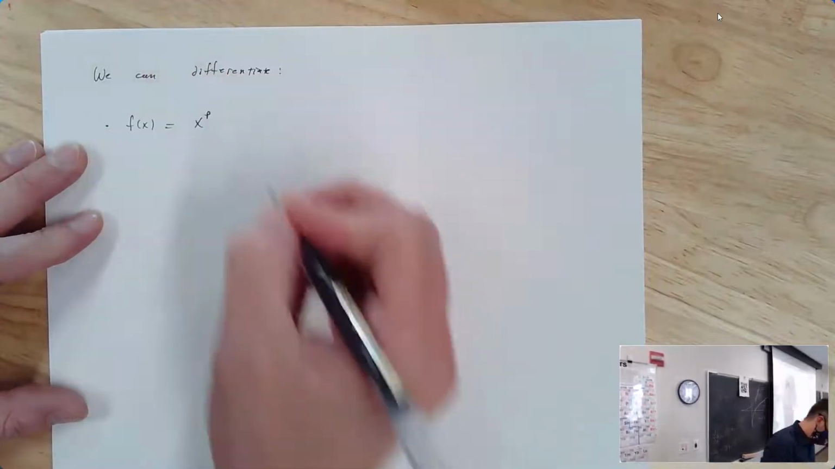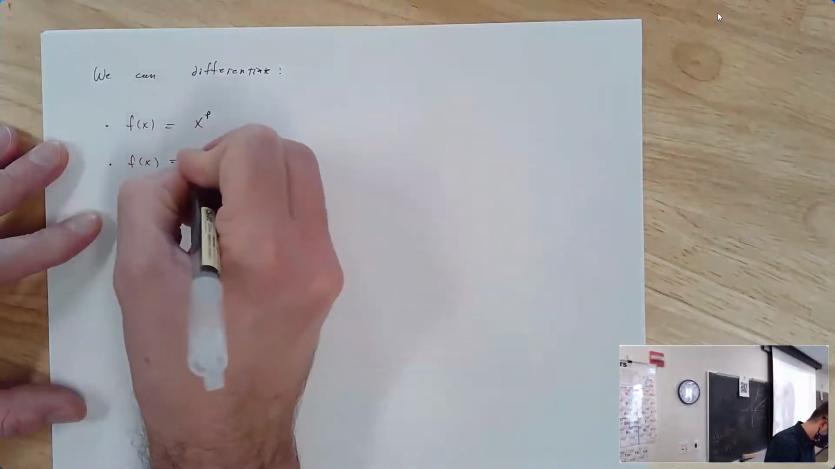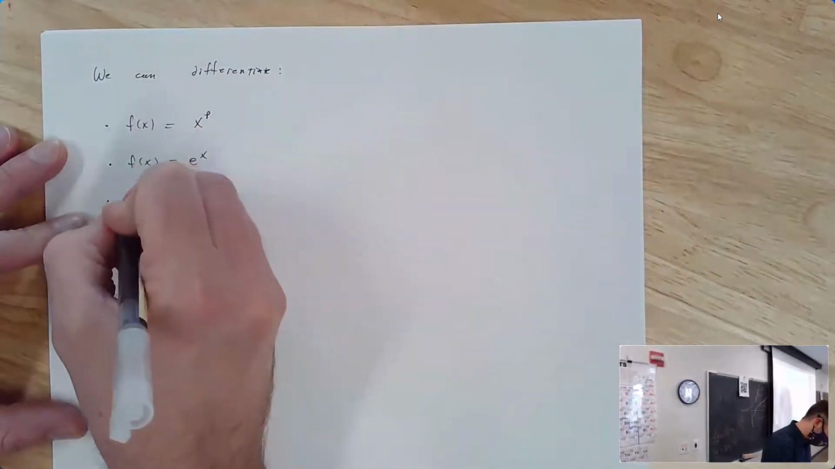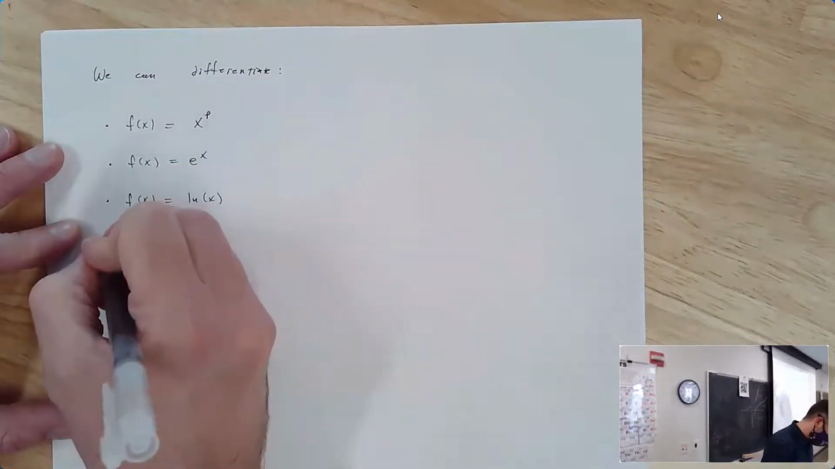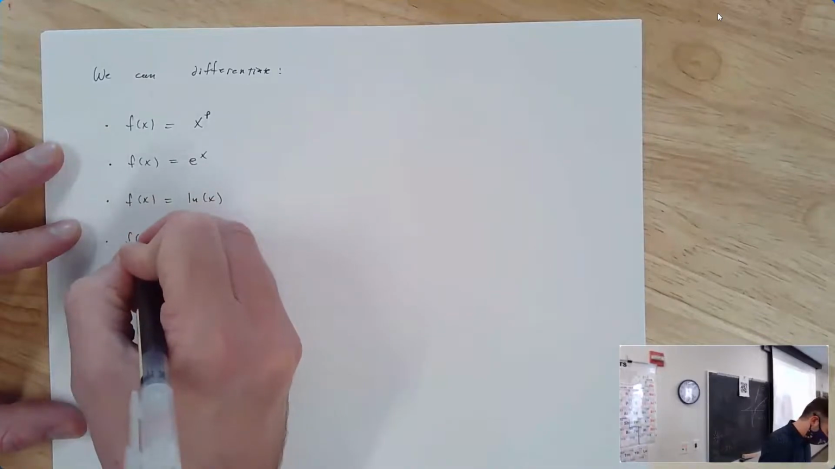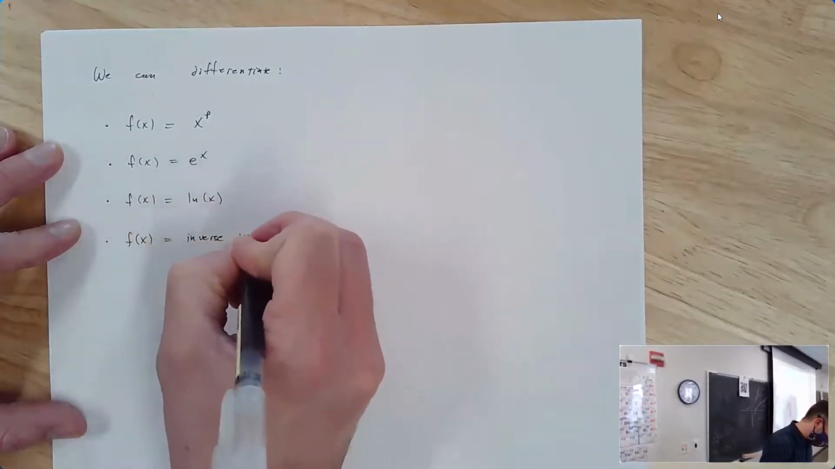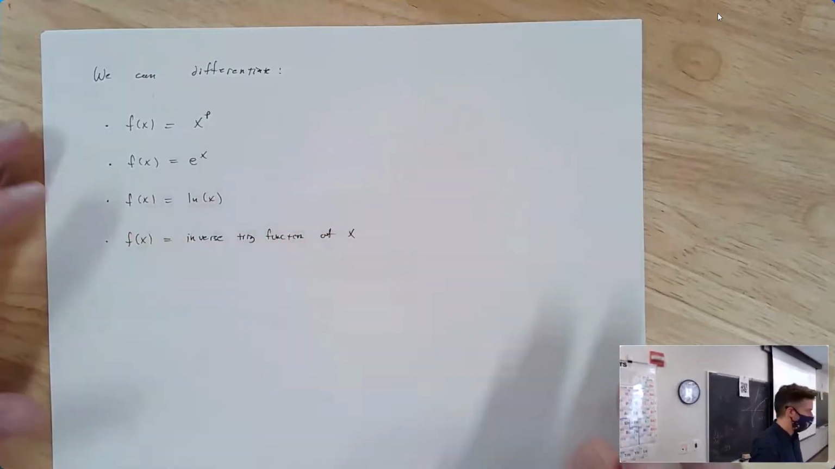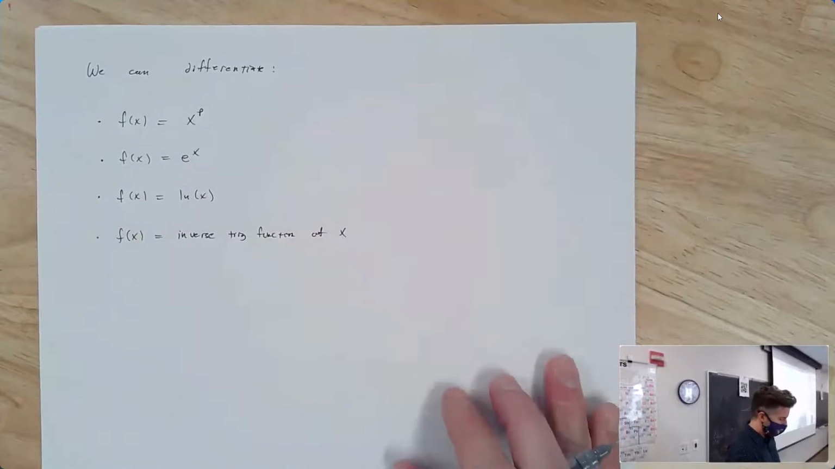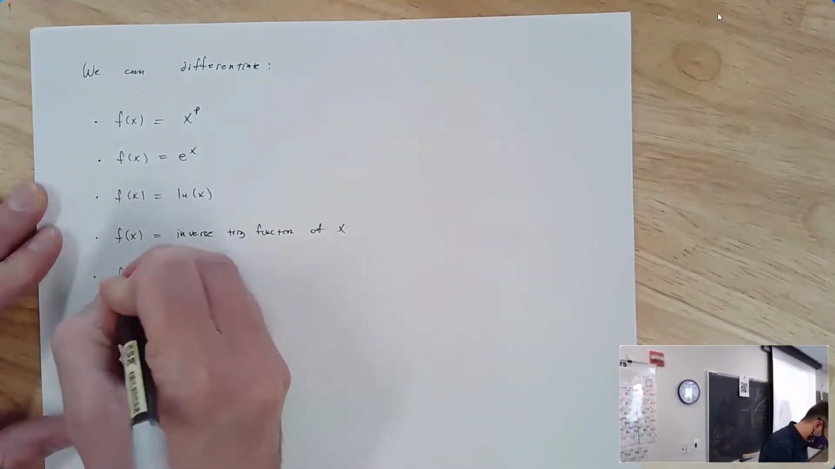X to a power, e to the x, natural log of x, and then inverse trig function of x. I don't want to write all of them out because I just wrote all of them out. Oh, I forgot the trig functions, right? Sorry, I should have written that one first.